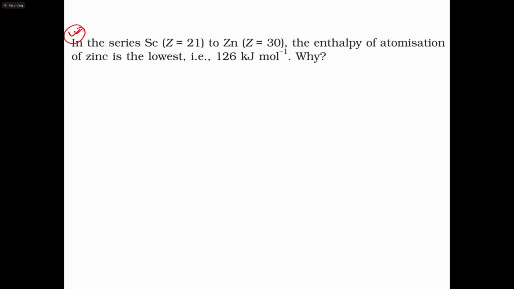Another question is that in the series of scandium to zinc, 21 to 30, the enthalpy of atomization of zinc is very, very lowest. This is 126 kilojoule per mole. But the question is why? Why is it actually very, very less?